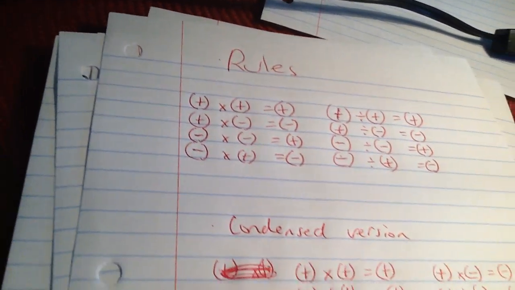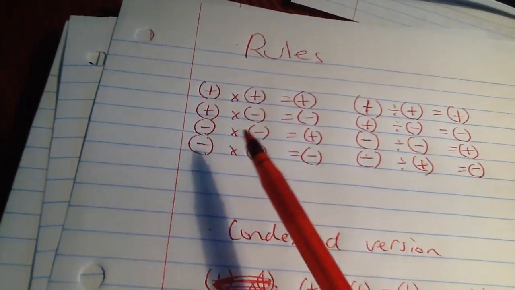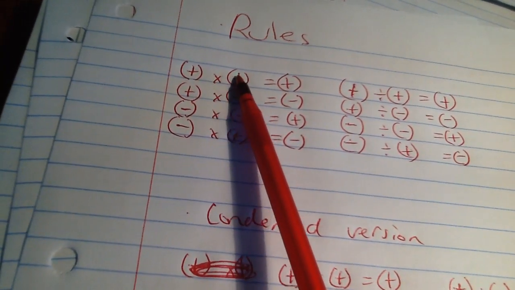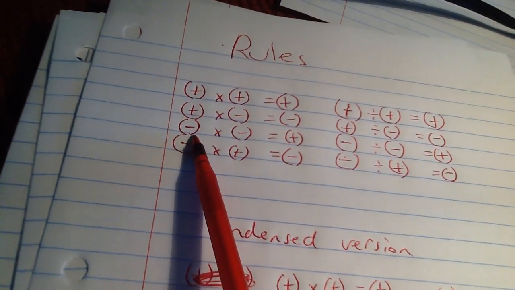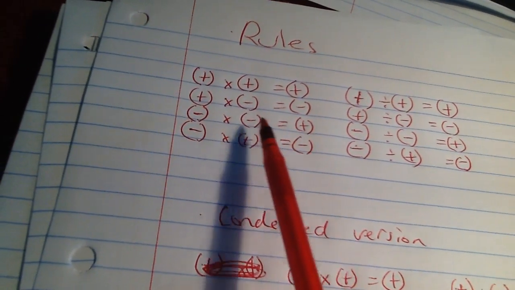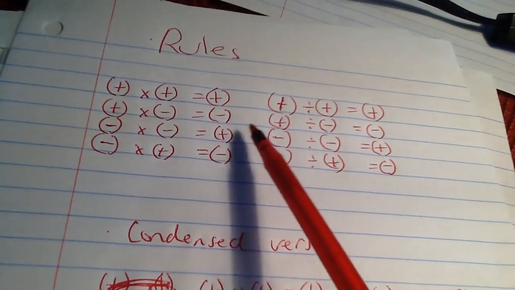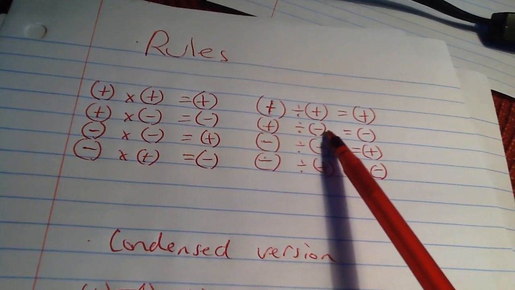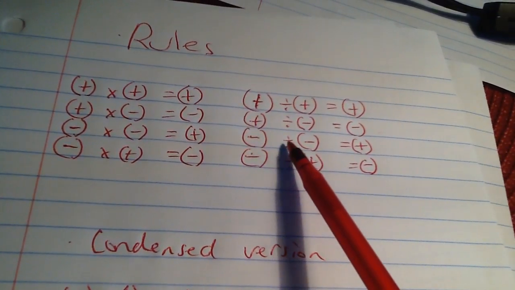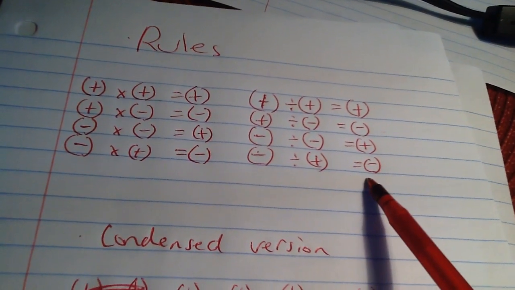Now, this is what we do in class. So here are the rules. I've laid them out here. We can see positive times positive, positive. Positive times negative is negative. Negative times negative is positive. Negative times positive is negative. Positive divided by positive is positive. Positive divided by negative is negative. Negative divided by negative is positive. Negative divided by positive is negative.